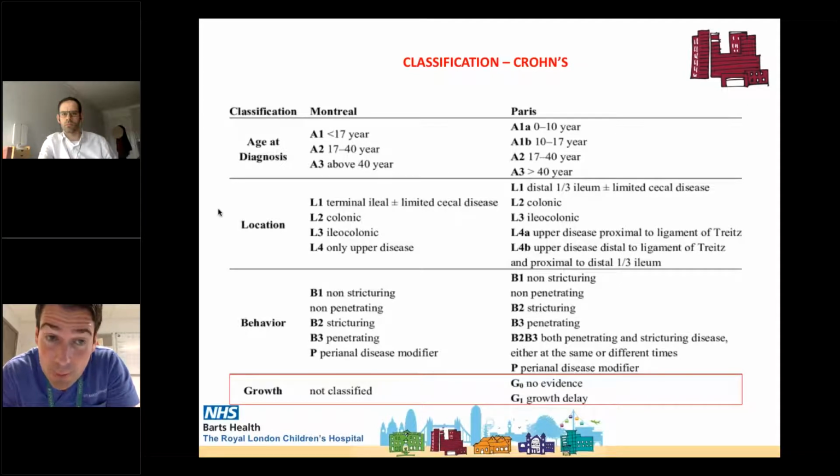Location-wise, the Paris classification is very similar to the Montreal. The only difference they introduced was that the upper GI tract is divided into L4A, when the upper GI involvement is proximal to the ligament of Treitz, and L4B, when the upper GI and small bowel involvement is distal to the ligament of Treitz. Behavior-wise, they introduced B2B3, so you will have patients with both a stricturing and a fistulating or penetrating phenotype of their small bowel Crohn's disease. Most importantly, the Paris classification introduced the growth element. G0 means there is no evidence of growth deficiency or delayed growth, but G1 describes those patients where you can document that there has been a growth delay.